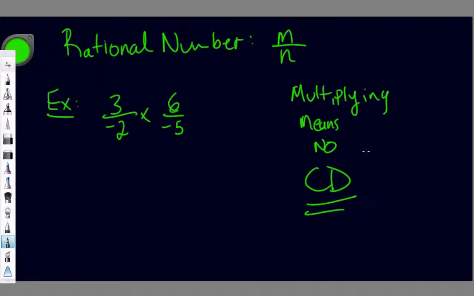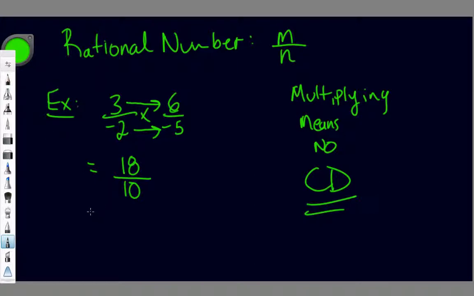So it's fairly straightforward. All we have to do is go straight across. So I go 3 times 6 is 18. And then negative 2 times negative 5, a negative times a negative is a positive, is 10. So there it is. I just multiplied.